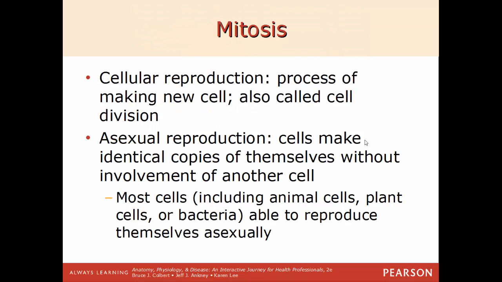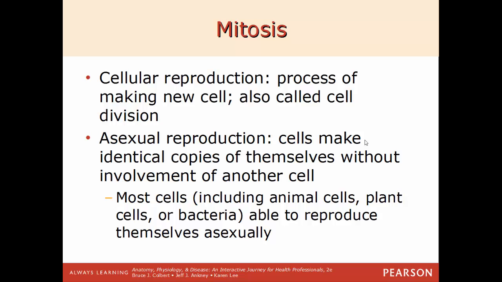All right, next topic we'll talk about in this chapter, mitosis. This is cellular reproduction. This is the process of making or copying cells, also called cell division. So starting with one cell, then making two, and those two become four, and four become eight, and so on.